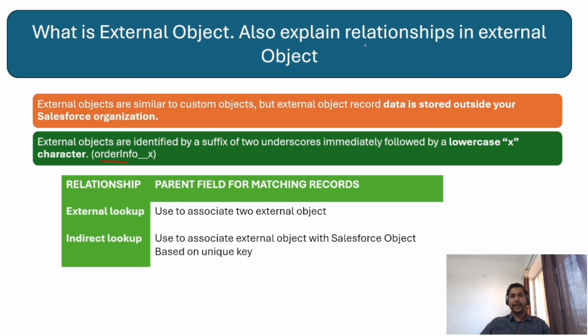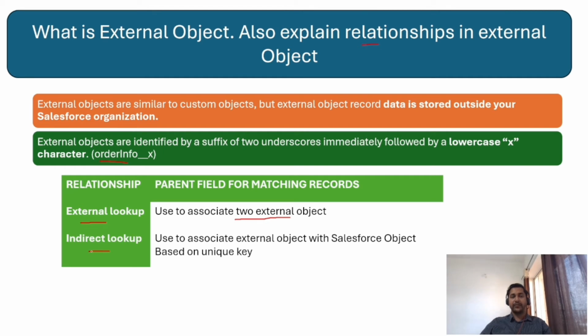Next, what are the different types of relationships available here? There are two types of relationships that come with the external object. First is the external lookup relationship and the other is the indirect lookup relationship. The external lookup relationship is useful whenever you want to set up a relationship between two external objects. For example, you are bringing the order and order info external objects from a third-party system, and you want to set up a relationship between them, then you will go for the external lookup.